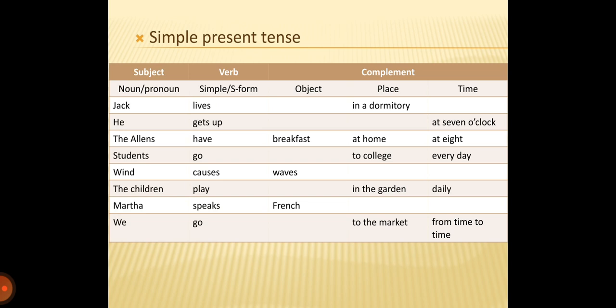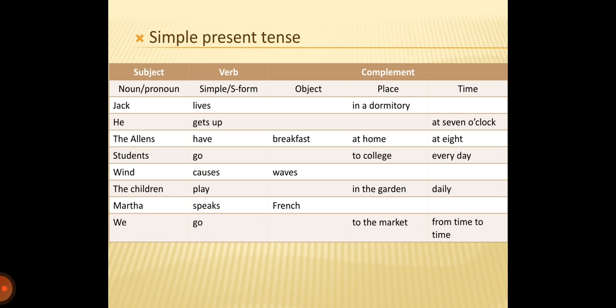Some of these sentences refer to habitual events, like the personal habits that a person does all the time. Like the first sentence, Jack lives in a dormitory. In this sentence, we have the subject, the verb, and a place expression, in a dormitory, or a place adverb. In the second one, he gets up at 7 o'clock. This is also a habit of Jack. And in this sentence, we have only a time expression or a time adverb.